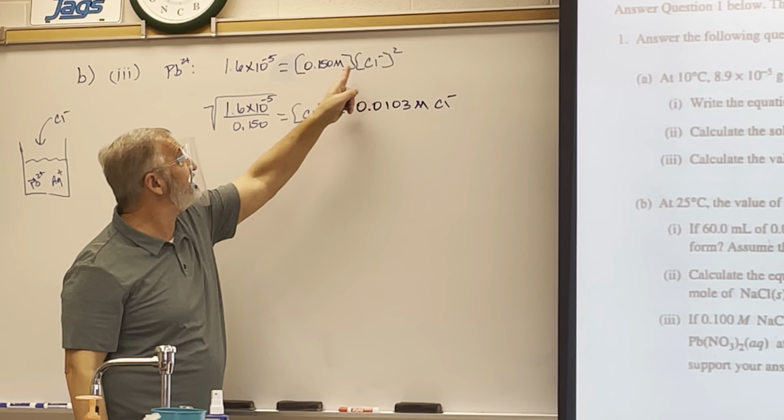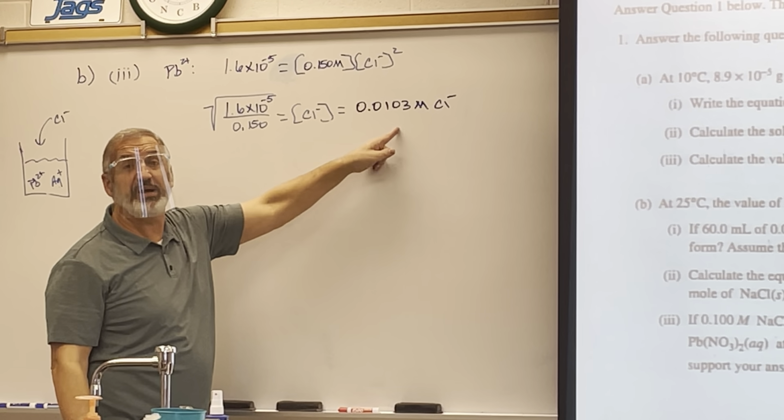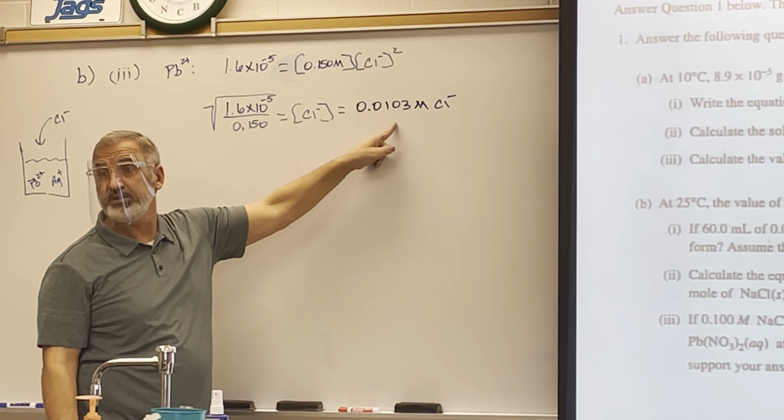This squared times this equals that. So that means that this is the maximum amount of chloride that can be in before precipitate forms. That's what Ksp tells me.